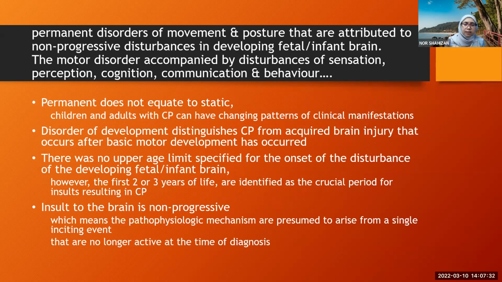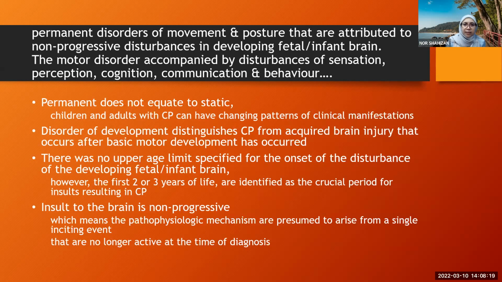Since the definition is long, we need to clarify what permanent means. Permanent does not equate to static, because children and adults with CP can have a changing pattern of clinical manifestation as they grow up. As the child grows older, there will be a change in the pattern of the clinical manifestation itself. And disorder of development distinguishes CP from acquired brain injury, which occurs after basic motor development has occurred. If it happens after basic motor development, we call it acquired brain injury.